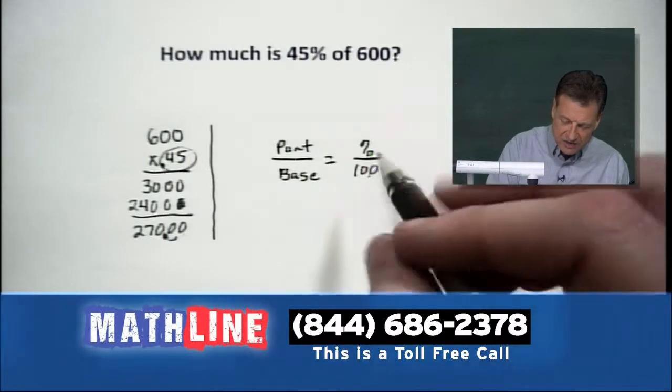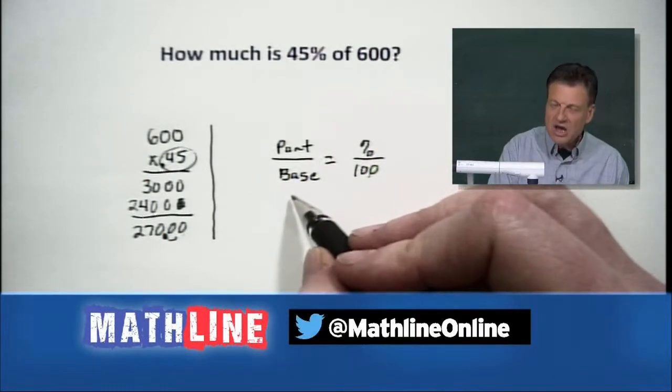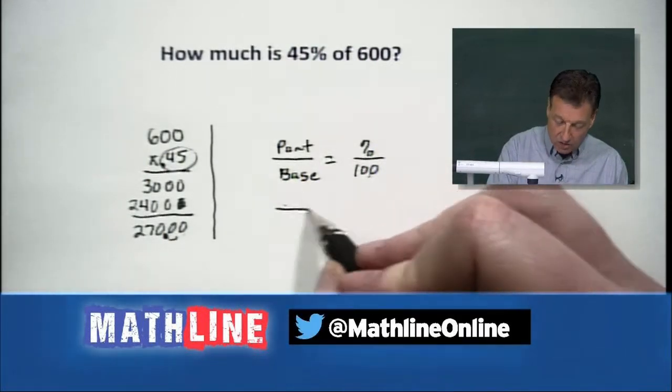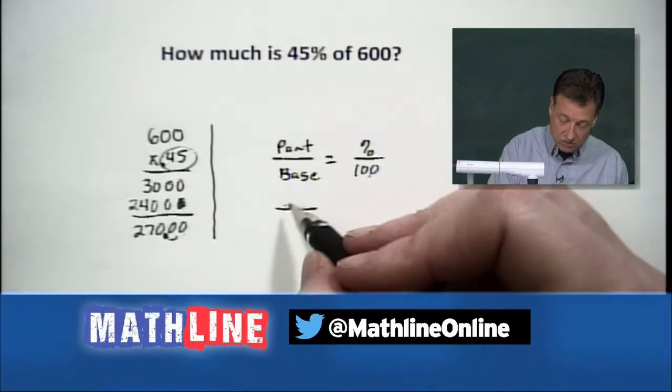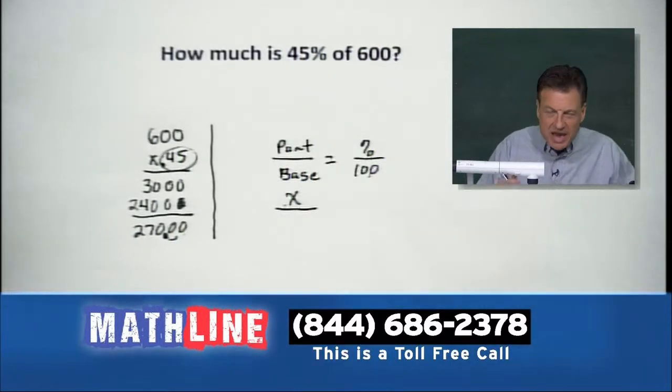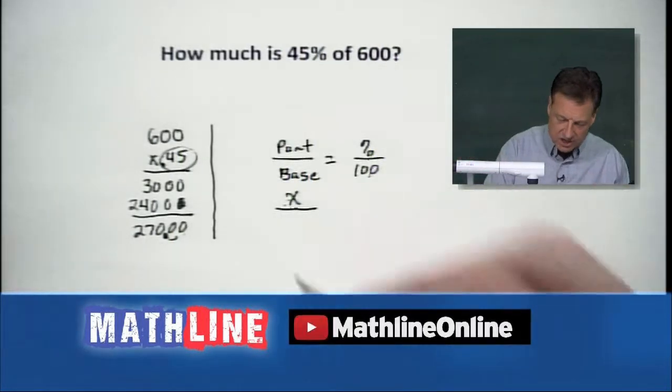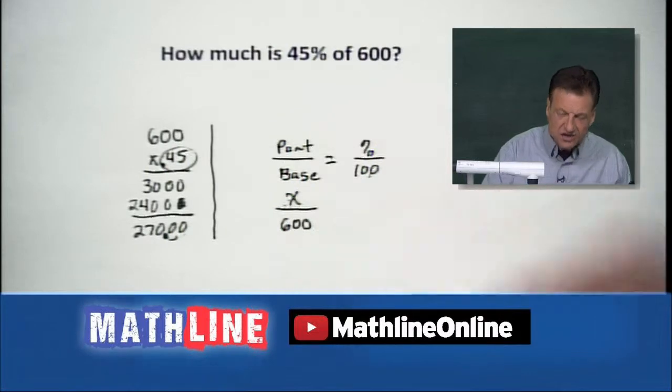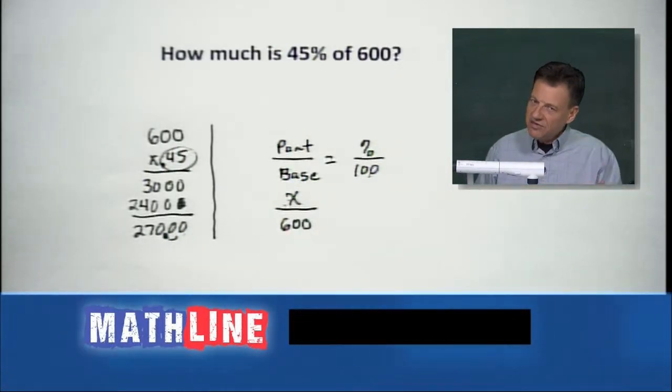So let's check this one out. Again, put the numbers in place. We have a part we don't know. It's what we're looking for. So we'll just put a little X up there, or an N, or whatever letter you want to put in there. Our base, where do we start from? And we know where that is. We're starting at 600.